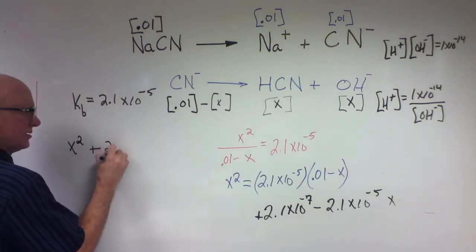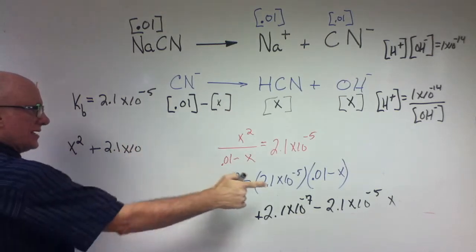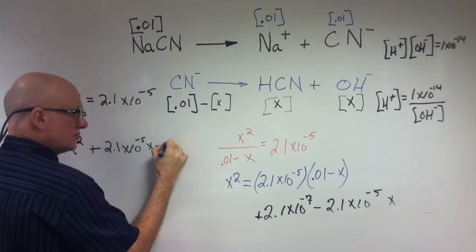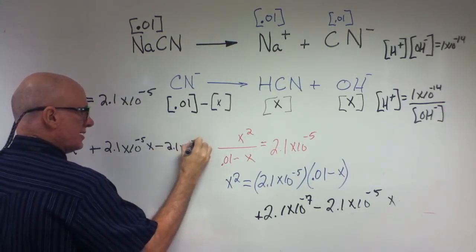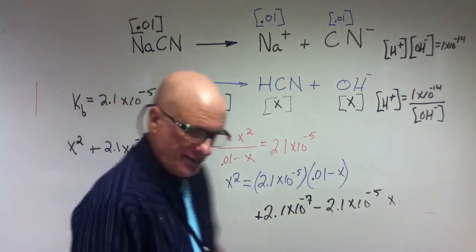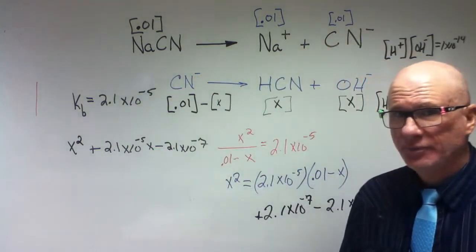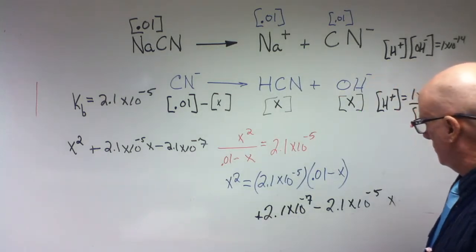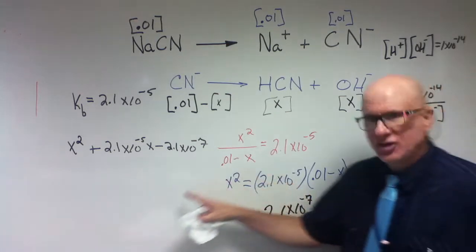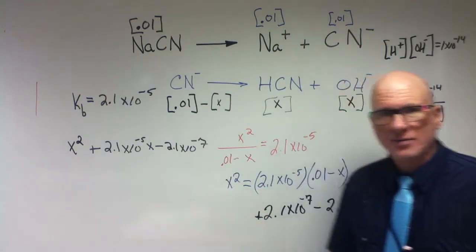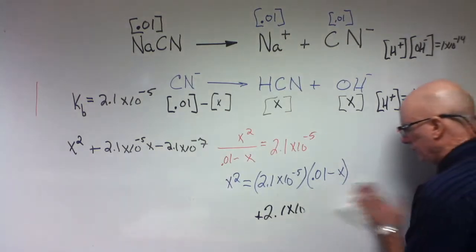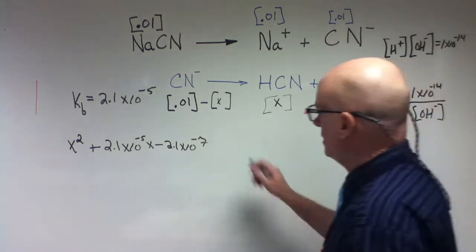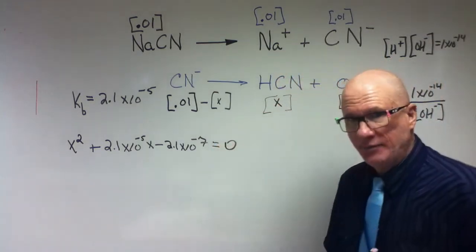Okay, plus 2.1 times 10 to the negative 5x minus 2.1 times 10 to the negative 7. You all right with that? How is that negative? Because it's positive here. I'm moving it over to the other side. That's all I'm doing. And that's going to equal 0, obviously. You okay with that?